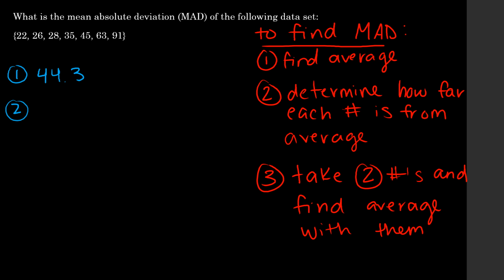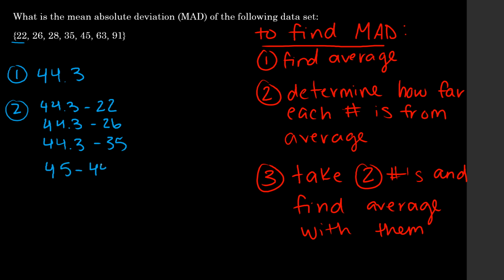So what I need to figure out is, well, if I start with my first number, 22, how far away is 22 from 44.3? And what you can do to figure that out is just subtract them. Now, you can subtract your average from every single number, but always remember to subtract your bigger number first. We don't want any negatives. So I would do 44.3 minus 22, 44.3 minus 26, 44.3 minus 35, 45 minus 44.3. Remember, bigger numbers should always come first because we don't want to have any negatives.